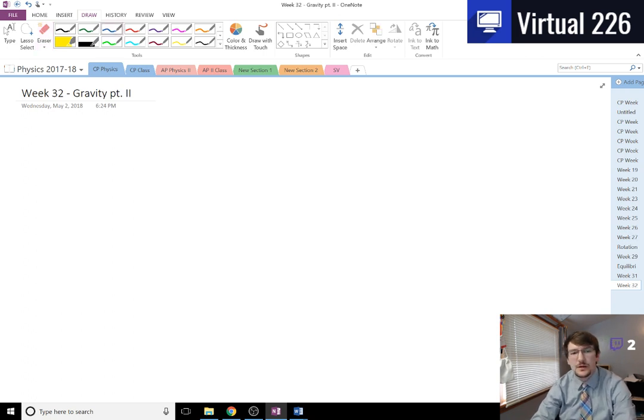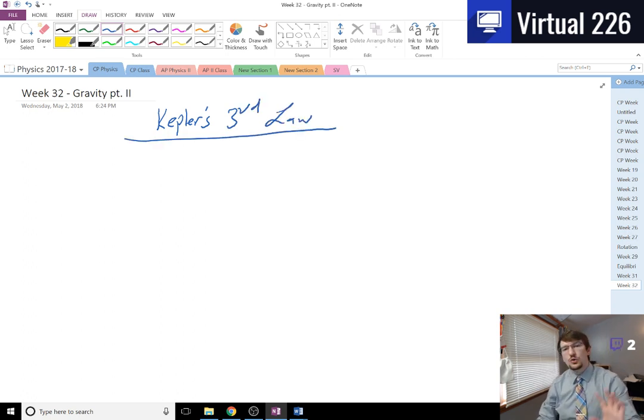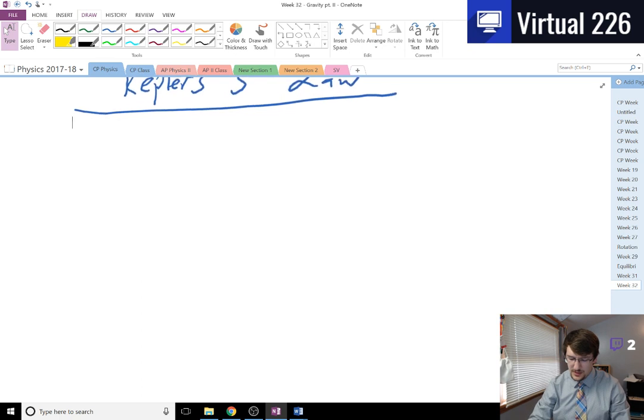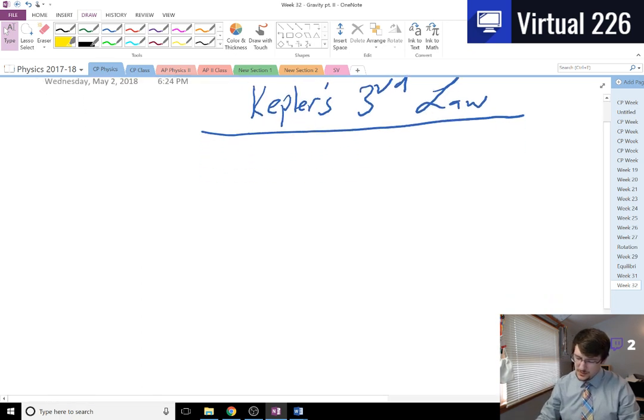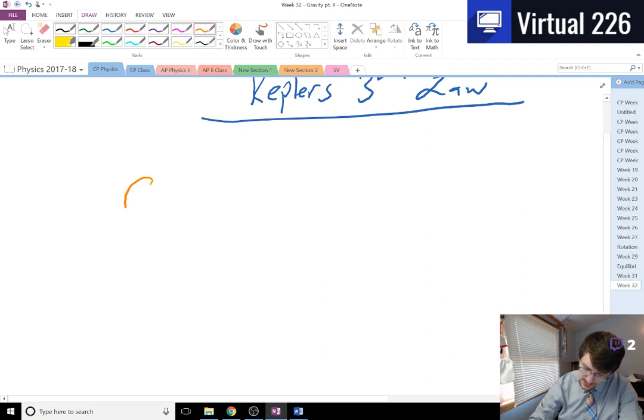Now we'll talk about it. Okay, so we're going to look at Kepler's third law here. This law of Kepler basically equates the orbital period to the orbital distance, or the semi-major axis, if we're thinking about it for an ellipse.